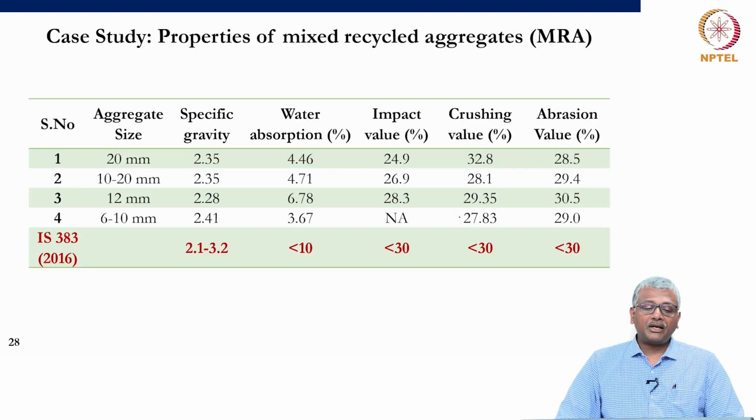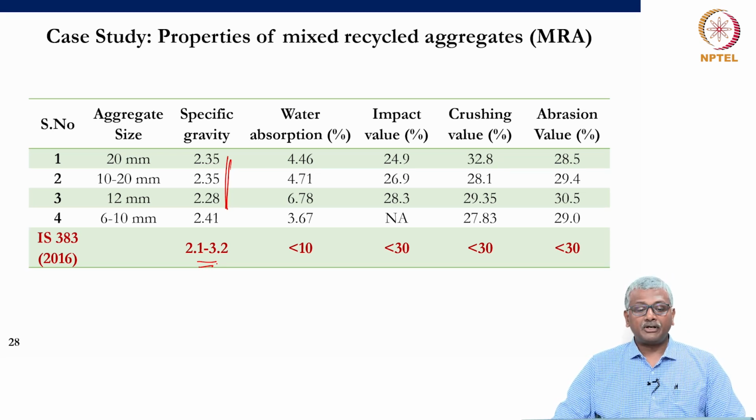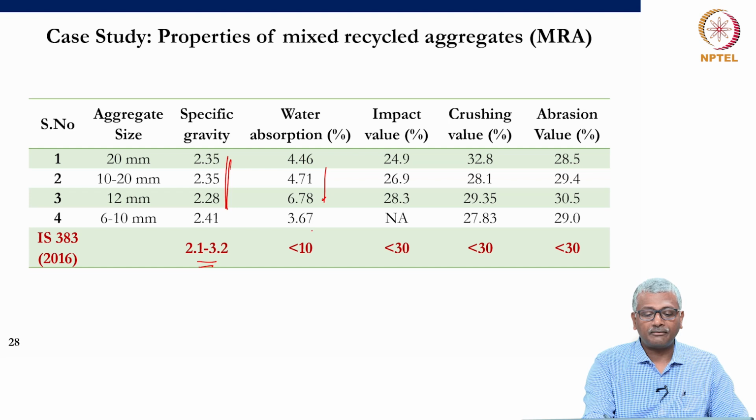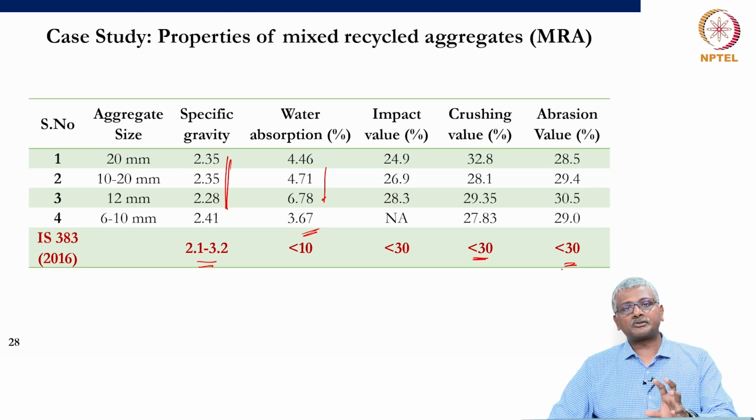These are the properties that were obtained for the different sizes of aggregate extracted from this plant. You can see the specific gravities are rather low, but they are still within the specified limit of 2.1 to 3.2. Water absorption levels vary depending upon the type of aggregate. You have some increase here, but then again with 6 to 10 mm, you see a lesser water absorption as compared to the others. Impact value you can see is about 25 to 30%. Crushing value again is around 30%. It needs to be less than 30, and abrasion values again are around 30%. So, more or less the properties of the aggregates that have been produced from this plant have been fairly adequate.